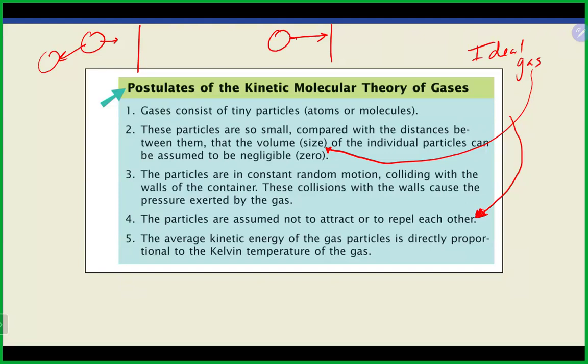The average kinetic energy of a gas molecule is directly proportional to its temperature in Kelvin. So as the temperature increases, we do expect the gas molecules to fly around faster, and as the temperature decreases, we expect them to slow down. So you should be familiar with the main points of the kinetic molecular theory.